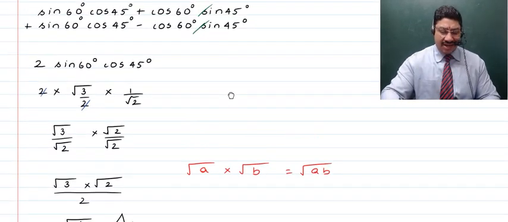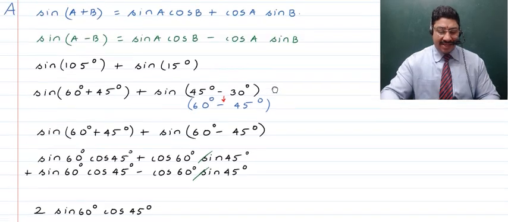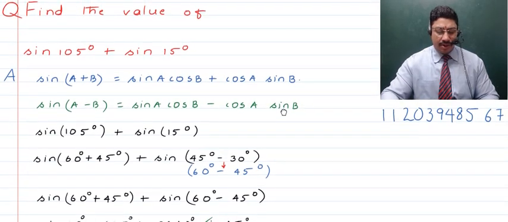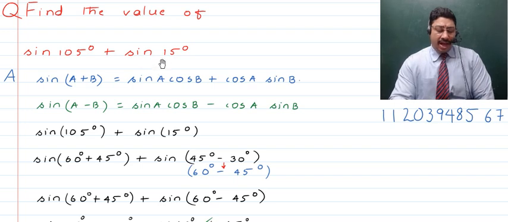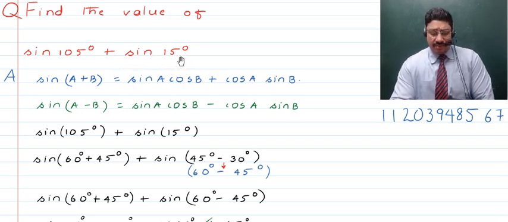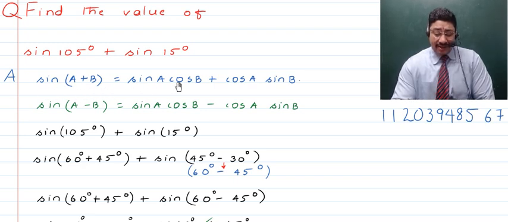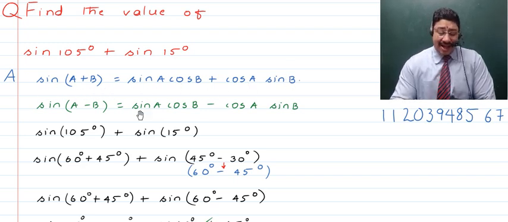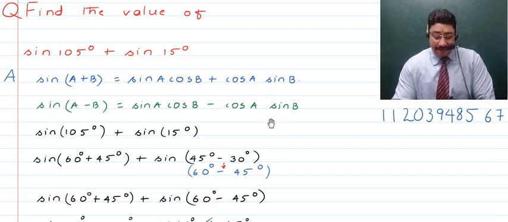So all of this, children, I'll quickly discuss with you, so that if there is any doubt whatsoever, you will get to know about that. So here, children, we are talking about finding out the value of sine of 105 plus sine of 15 degrees. When we talk about this, we have 2 formulae which are going to be applied that we've just learned. That is sine of a plus b, which is sine a cos b plus cos a sine b, and the other is sine of a minus b, which becomes sine a cos b minus cos a sine b.